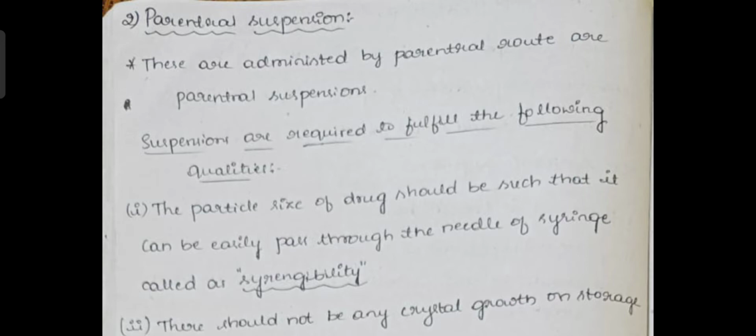In case of the parenteral suspension, it is administered by parenteral route, with the help of the injection. See, for formulating the parenteral suspension, it should have the following characteristics. That is, the particle size of the drug should be such that it can easily pass through the needle of the syringe, that is called as syringeability.